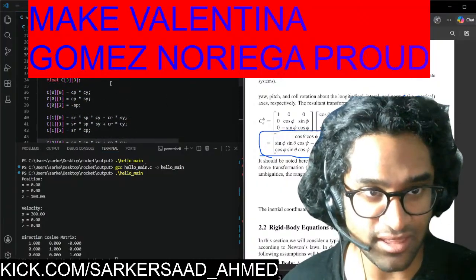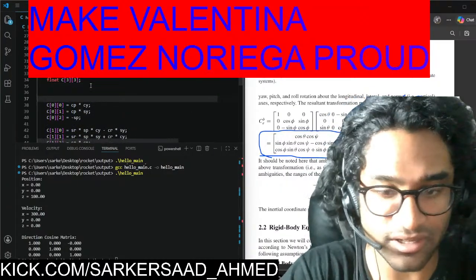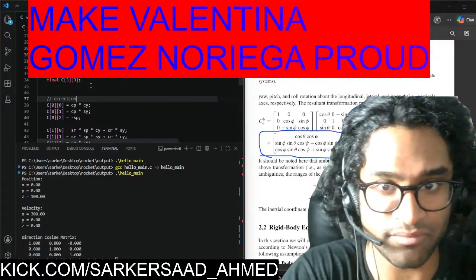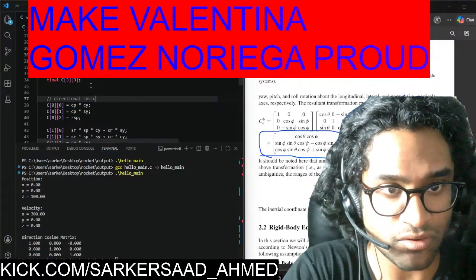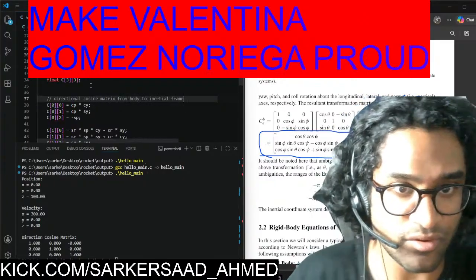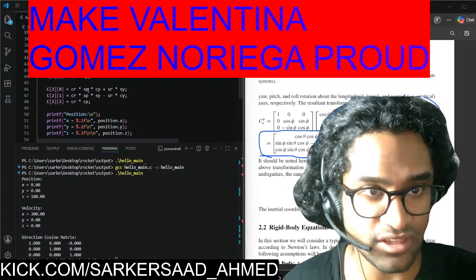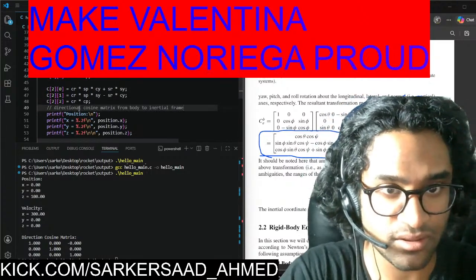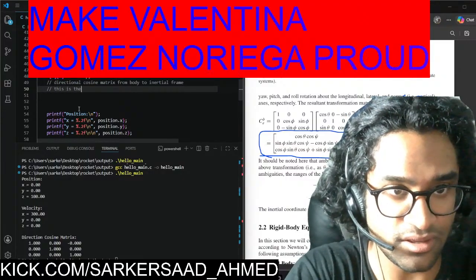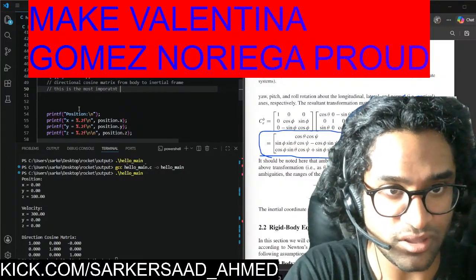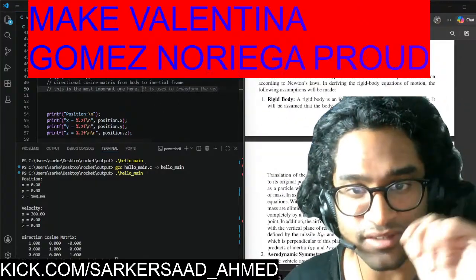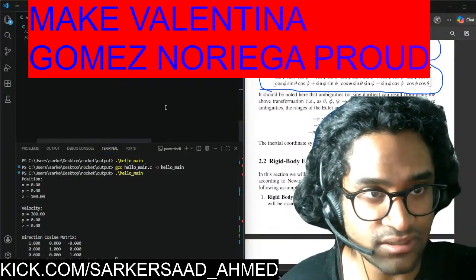The issue is these. So I'm just going to put a comment here. Directional cosine matrix. Cosine matrix from body to inertial frame. So this is important here. This is the most important one. Yeah, that's fine. Anyways, I'm just going to end it here. Then I'm going to do another stream.